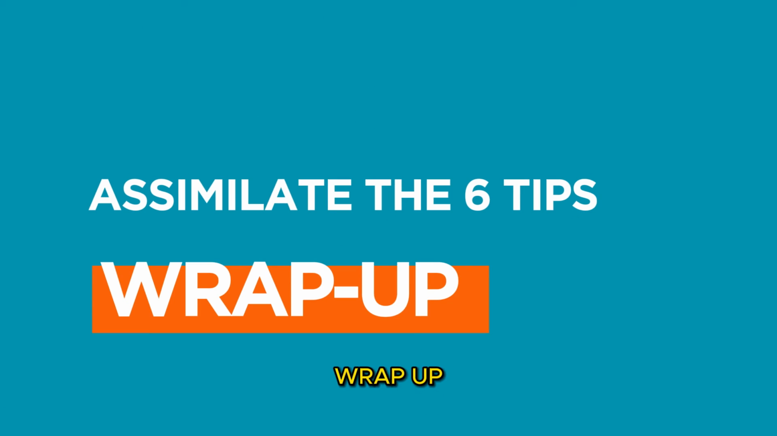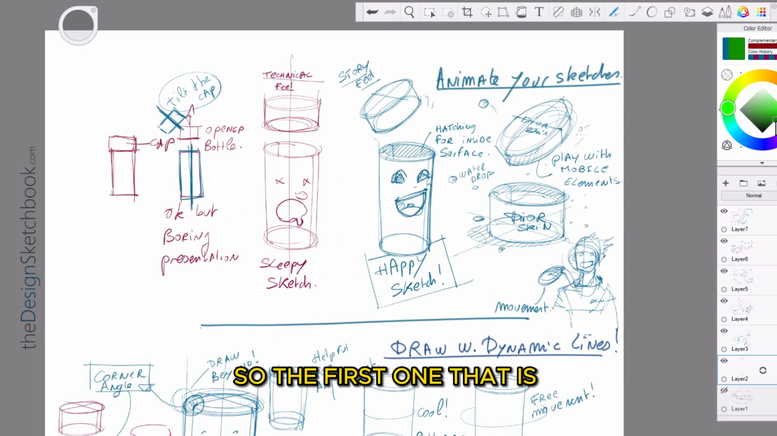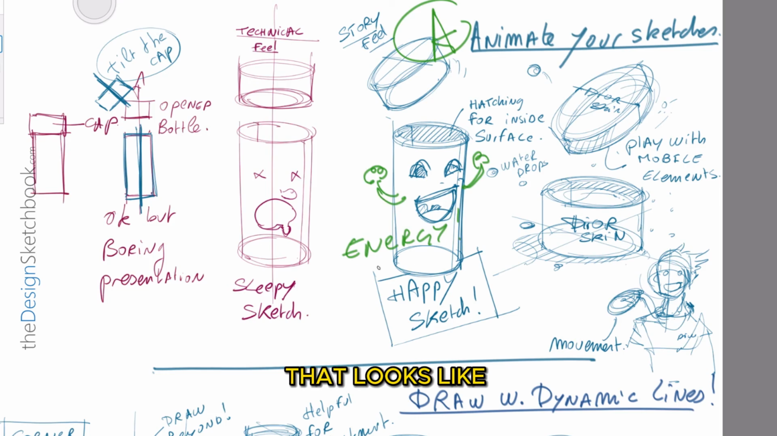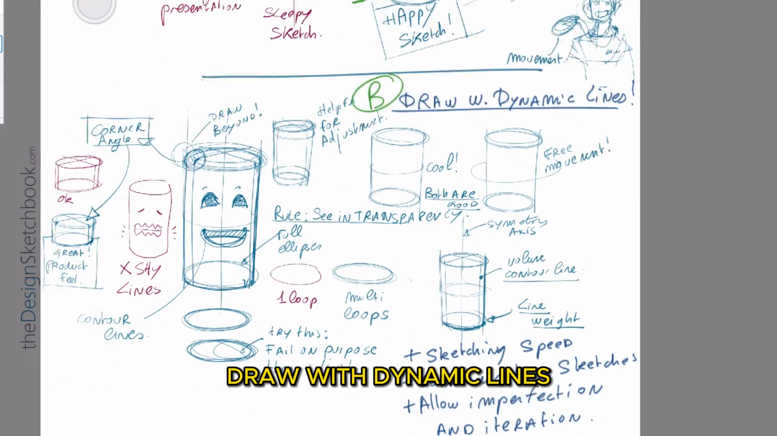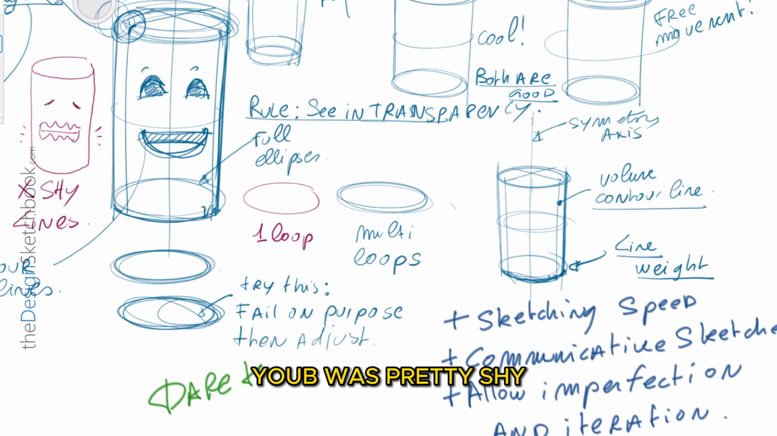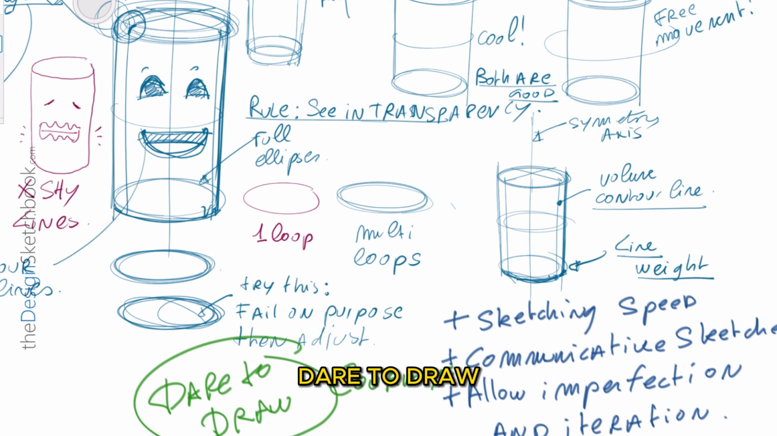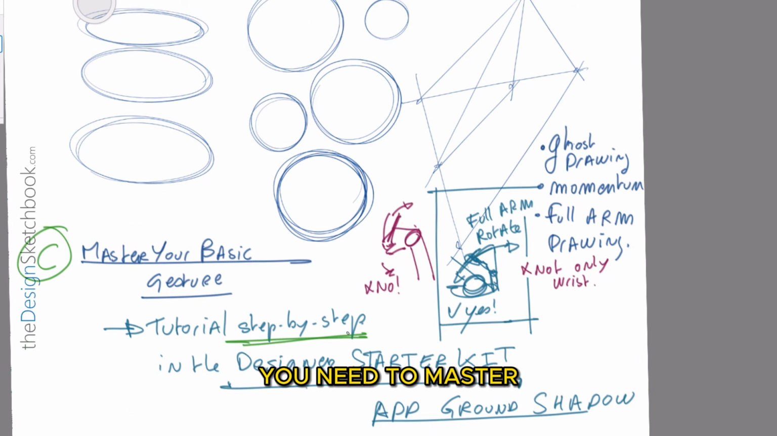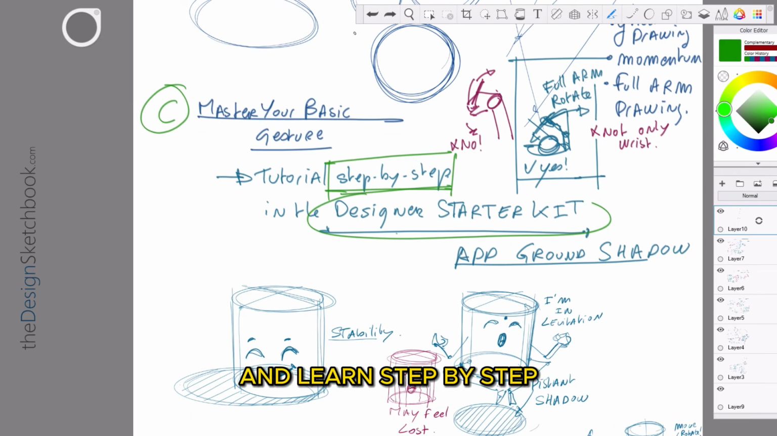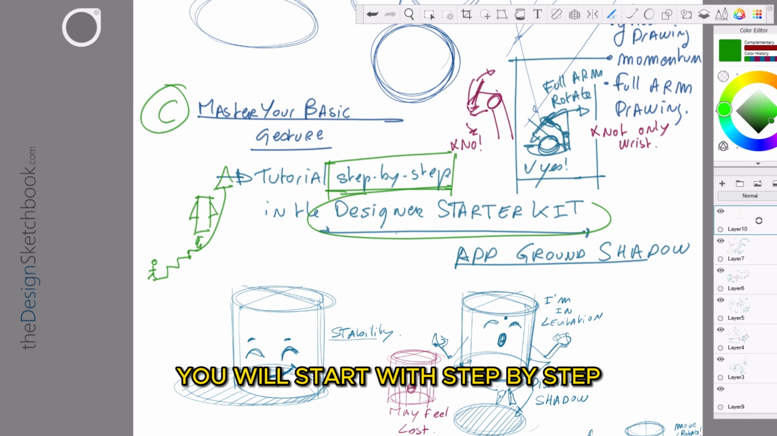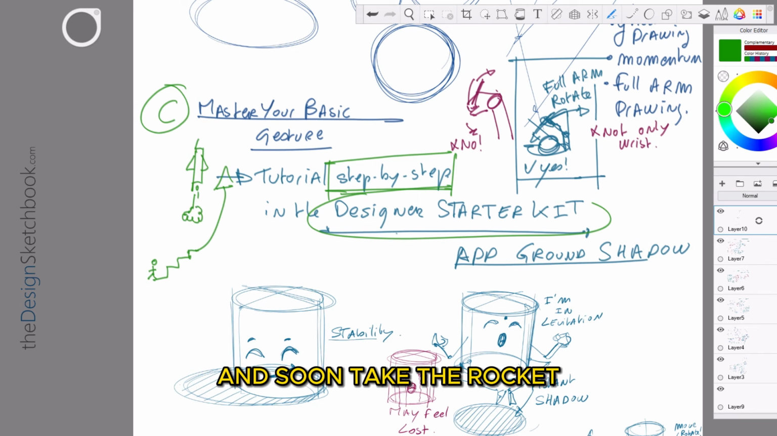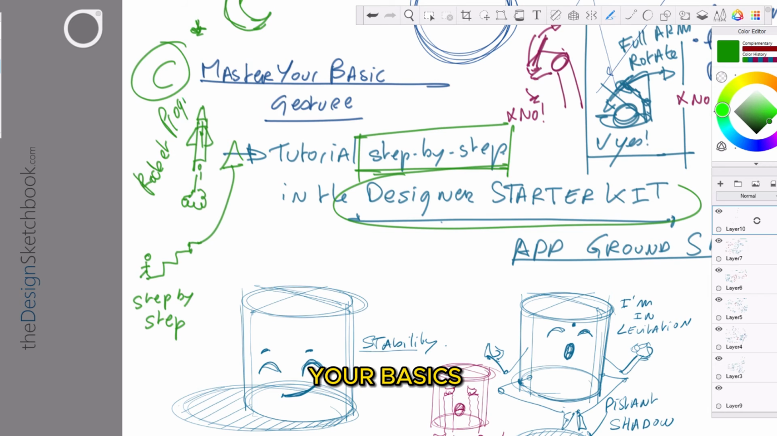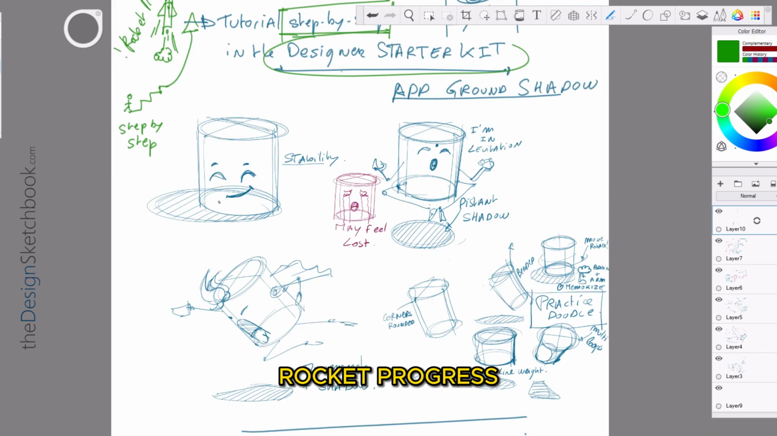All right, it's time to wrap up and assimilate the 6 tips. So the first one, A, animate your sketches. You will make sketches that look like they have a lot more energy. B, draw with dynamic lights. As you can see here, you were pretty shy and you need to dare to draw and use your courage to draw much more dynamically. On number C, you need to master your basic gesture and learn step by step in the designer starter kit. You will start with baby steps, and soon take the rocket and progress much faster at an exponential level when you know your basics. So you will get the rocket progress.